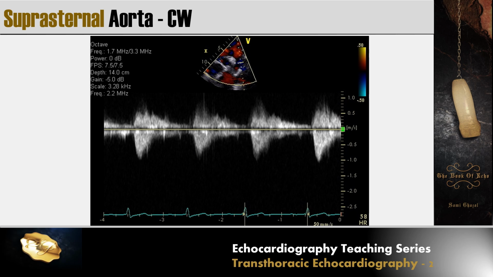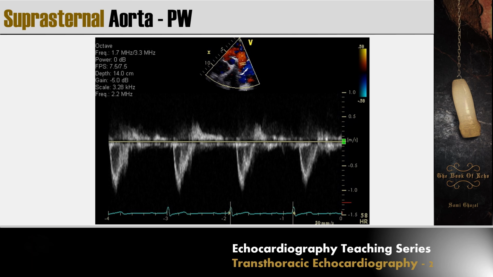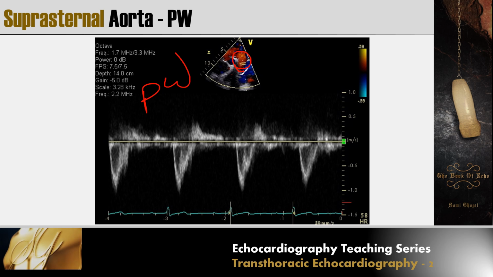Again, guided by color, adjust your Doppler cursor to pass through the descending aorta and acquire a continuous wave Doppler, which has to be followed by a pulse wave Doppler at the same position of the descending aorta.